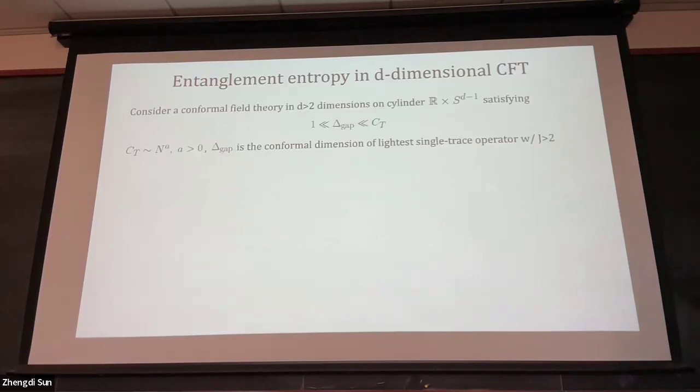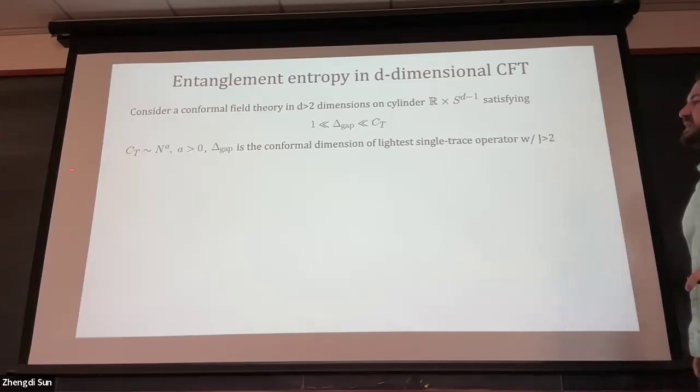So here I'm going to consider a general d-dimensional CFT in d greater than 2 dimensions. It's going to live on the cylinder, and it's going to satisfy these 2 requirements. So C_T here is the coefficient of the stress tensor 2-point function. It roughly measures the number of degrees of freedom in the CFT. I want that thing to be very large, parametrically large, and also much larger than Delta gap, where Delta gap is the conformal dimension of the lightest single trace primary operator with spin j greater than 2. That's my definition of Delta gap.